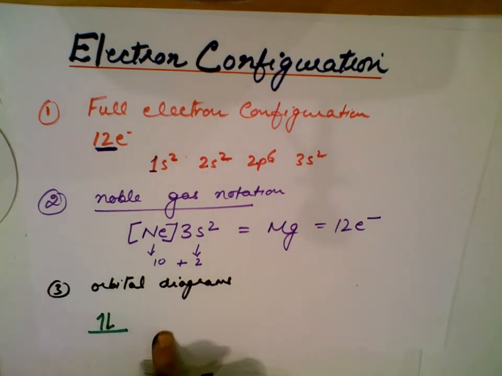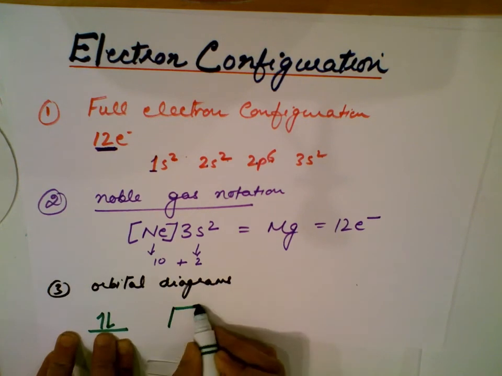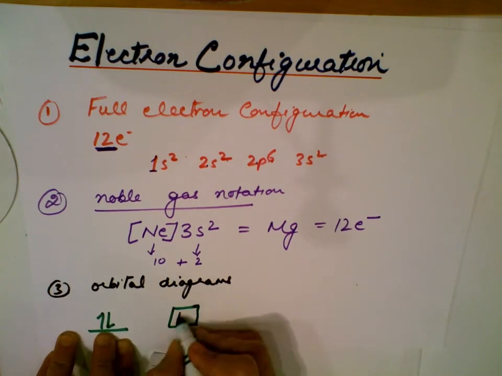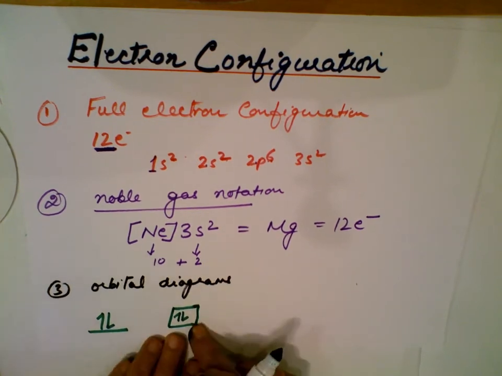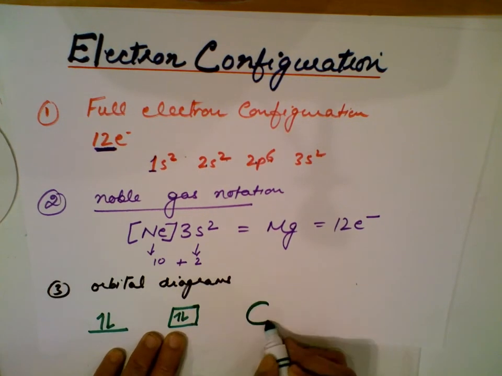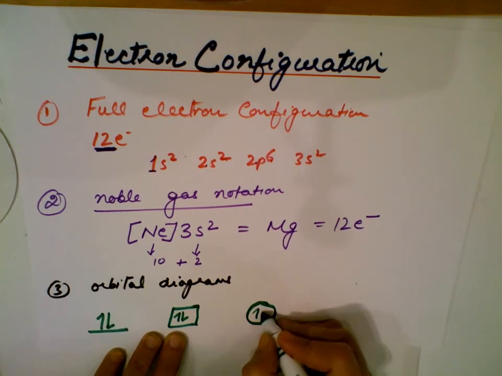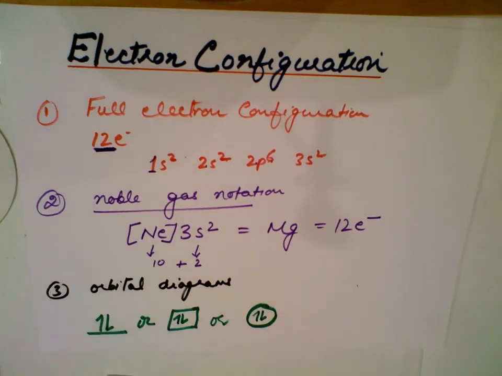For one orbital, we draw one line, or we can make a square and then show 2 electrons. Why am I showing 2 electrons? These arrows represent electrons. The reason I am showing only 2 here is because one orbital can hold a maximum of 2 electrons. Or you can draw a circle. 1 electron, 2 electrons, either one. So these are the 3 ways.